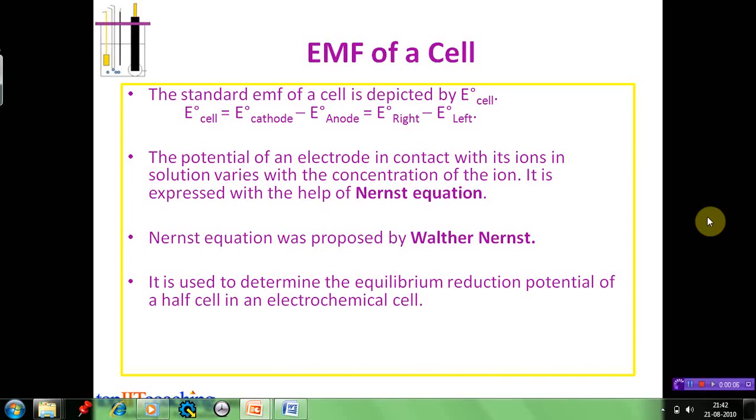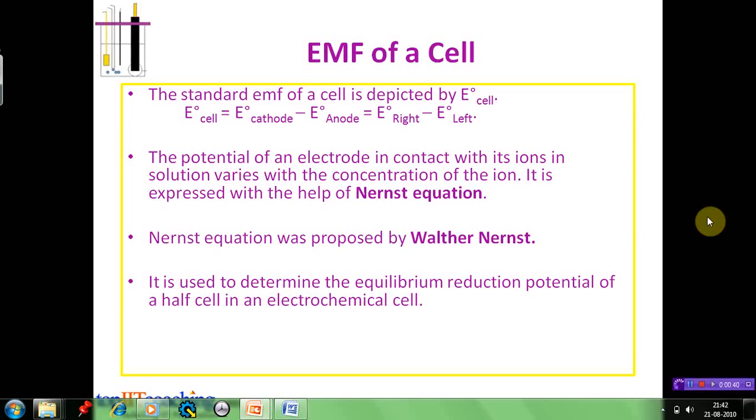The standard electromotive force of a cell is depicted by E0 cell. Its value is equal to the standard electrode potential of the cathode minus the standard electrode potential of the anode. Since in the representation of an electrochemical cell we write cathode on the right side and anode on the left side, we can also say that E0 cell is equal to E0 right minus E0 left, where E0 right is the electrode potential of the right side and E0 left is the standard electrode potential of the left side.